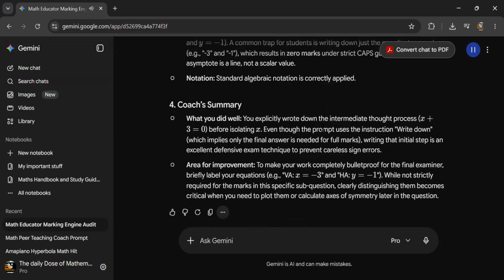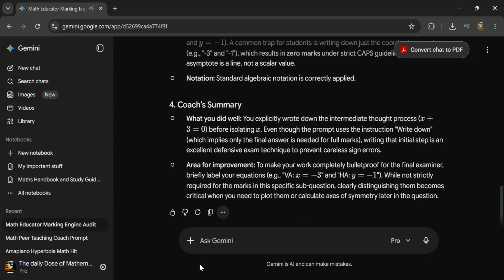Area for improvement. To make your work completely bulletproof for the final examiner, briefly label your equations, e.g., VA, x equals -3, and HA, y equals -1. While not strictly required for the marks in this specific sub-question, clearly distinguishing them becomes critical when you need to plot them or calculate axes of symmetry later in the question.